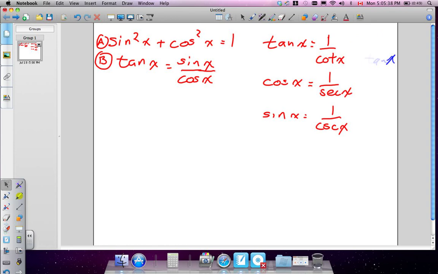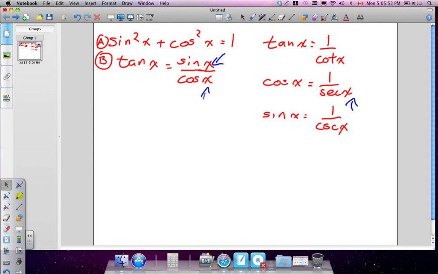Sine squared theta, or x, plus cos squared x is equal to 1. And tangent x is equal to sine x divided by cos x. These are always referring to the angles. They all refer to your angle, whatever the angle of the triangle is.